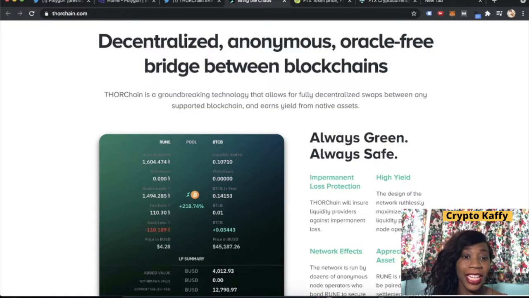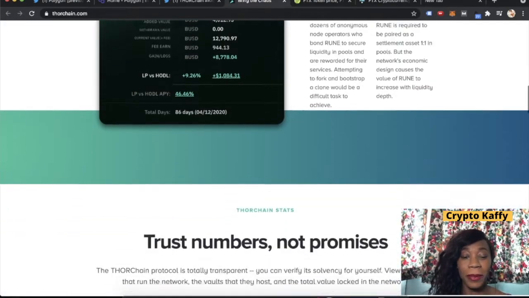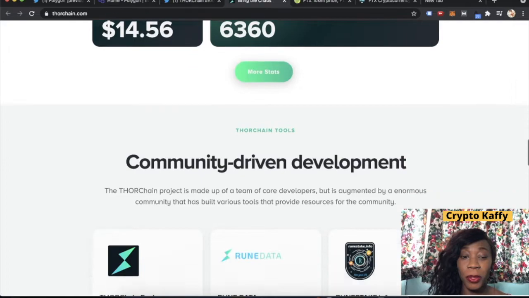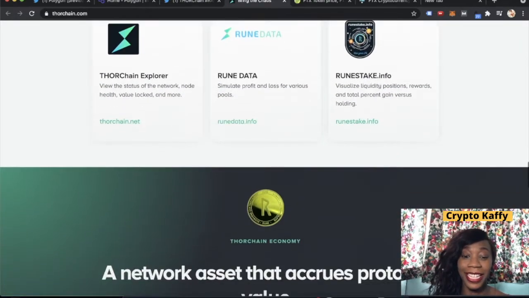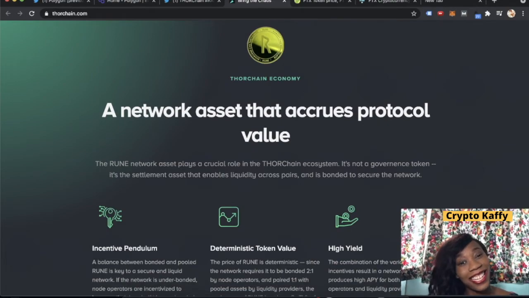What Thorchain is doing is a groundbreaking technology that allows you to fully decentralize swaps between any supported blockchain and earns you yield at the same time, so you can earn yield in native assets. So Thorchain potentially has so much great potential to do great things. If you do get a chance, go on their website and have a look, because I'm super bullish on Thorchain. I think Thorchain is going to grow and do madness. I really like it. I think it's a great coin to have in your portfolio, definitely.